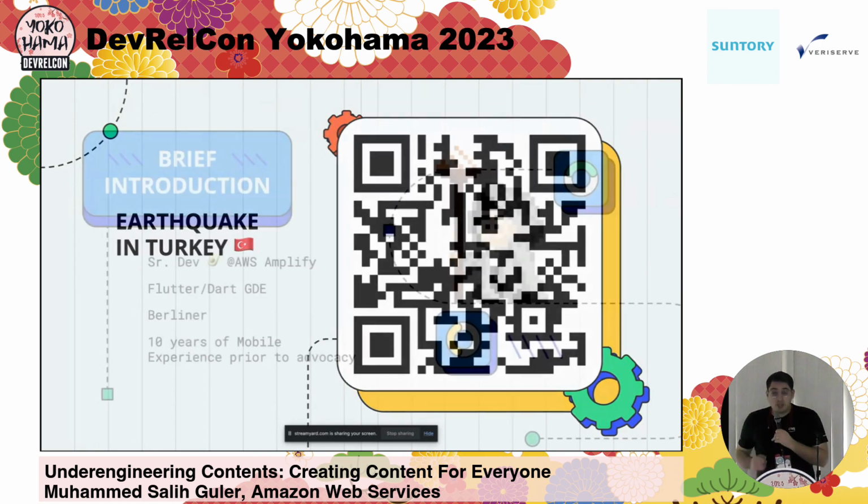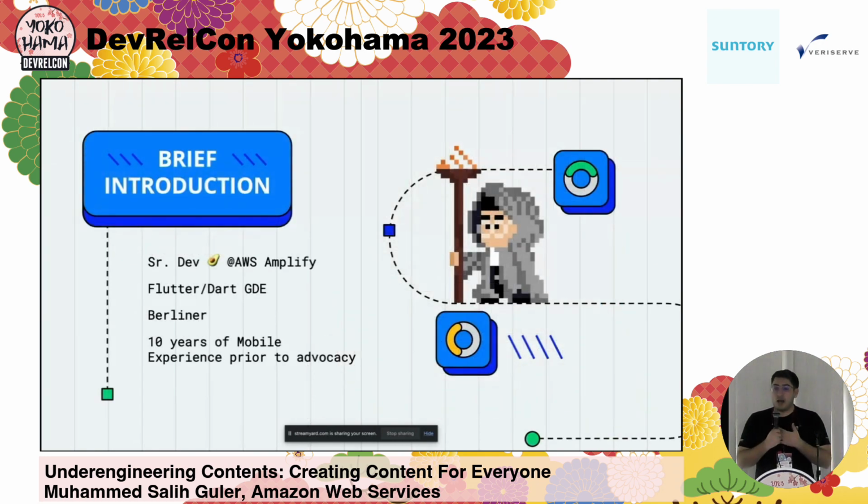Okay, so brief introduction. My name is Salih. I am a developer advocate at AWS. Mainly I'm focused on a product called AWS Amplify, which is the tool that we have for making your serverless applications easier by providing you libraries or tools that you can use to integrate with your web and mobile applications. I have been a mobile developer for almost 10 years.